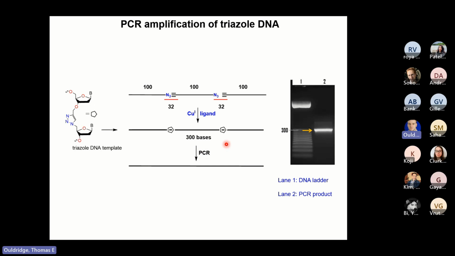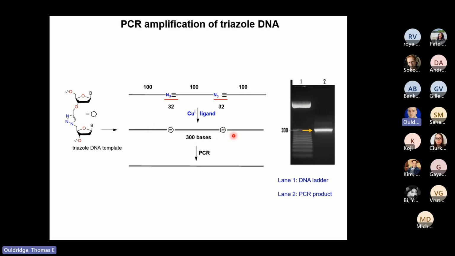So the idea here is we link together these three strands. Well, first of all, joining them together was very efficient. And when we added PCR primers, we were able to demonstrate that we've got a very clean PCR product. So what this is telling us is that when we assemble oligonucleotides to form bigger species, and these species contain triazoles, the DNA polymerase will quite happily pass through the triazoles and copy the DNA strand.